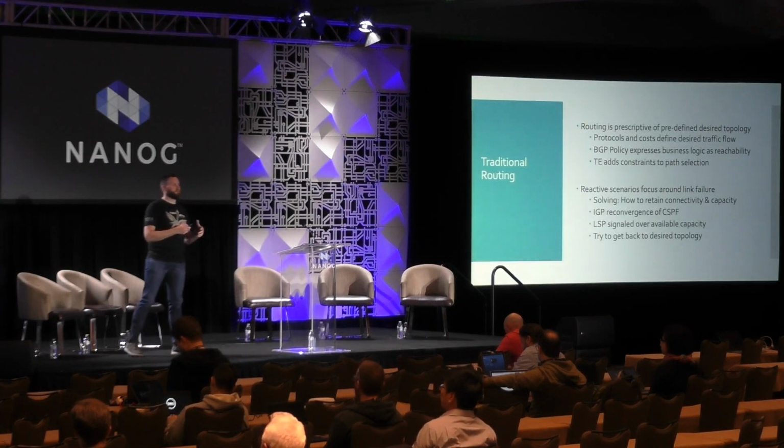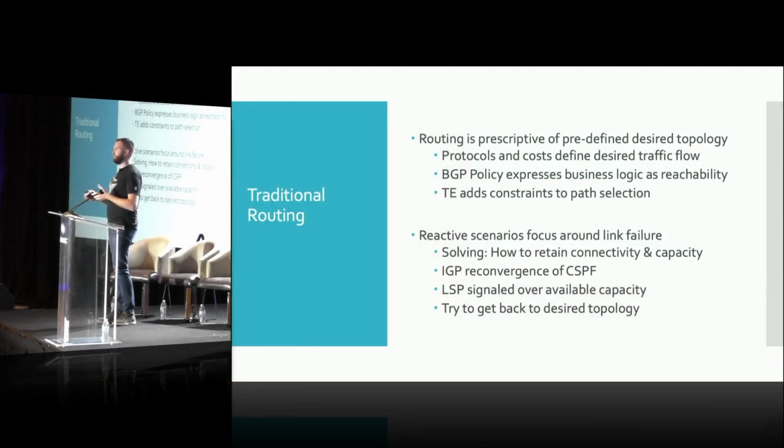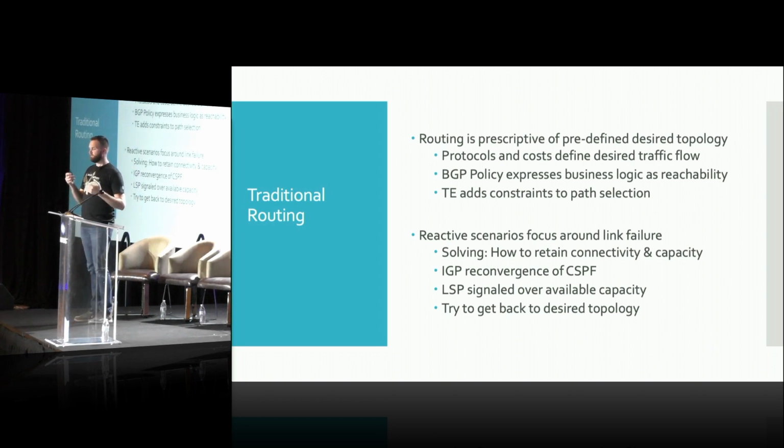So we know that in traditional routing, we have prescriptive desired topologies, and we use protocols and costs to define desired traffic flows. We use BGP policy to express business logic as reachability, or we can use TE to add constraints to our path selection. Reactive scenarios tend to focus around link failure, and we try to solve how do we retain connectivity and capacity. So we have IGP reconvergence, constrained SPF, LSP signals over available capacity, and really all this work is to try to get back to our desired topology.